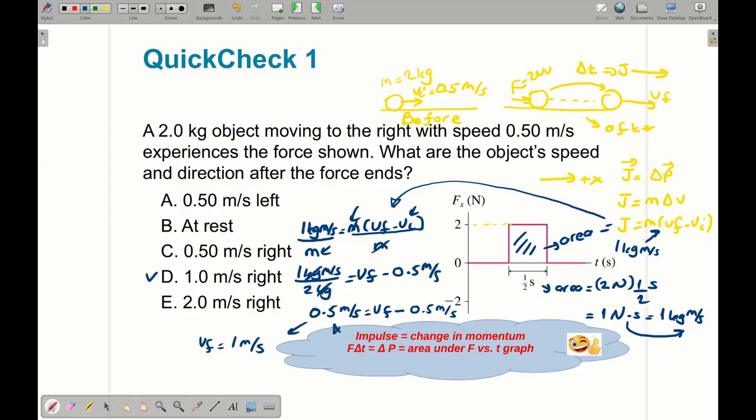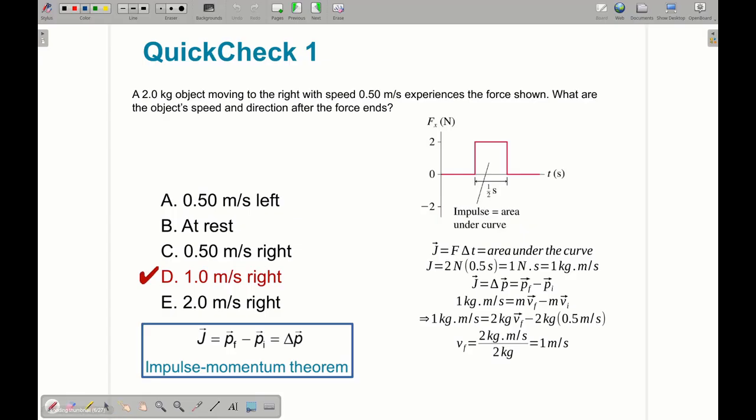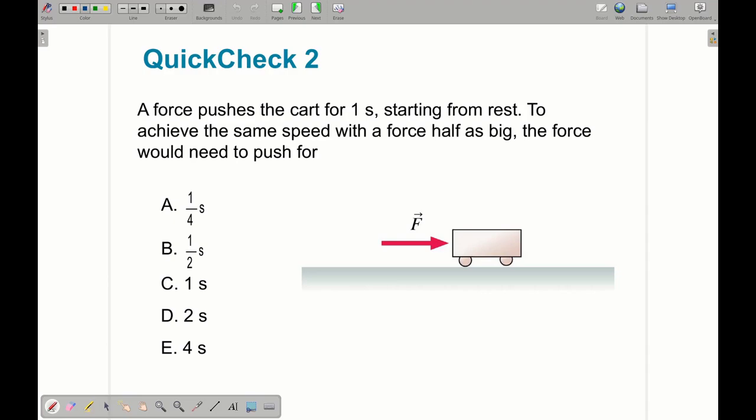Bottom line, summary of this part: impulse is equal to change in momentum. Impulse can also be found using the area under the force versus time graph. Here is all the solution given. I already solved it on the previous page, and the answer is given.